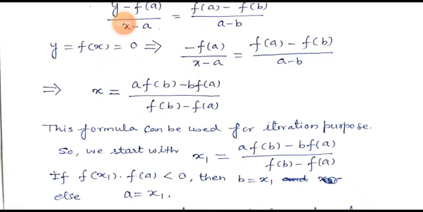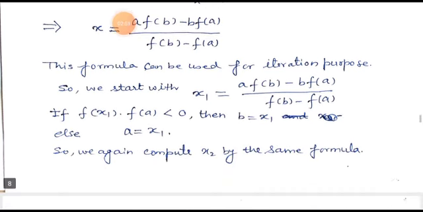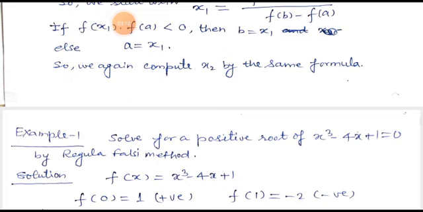So we start with the value x1 is equal to (a f(b) minus b f(a)) upon (f(b) minus f(a)). If f(x1) into f(a) is less than 0, then b is equal to x1, else a is equal to x1. So we again compute x2 by the same formula. This is an iterative process. After finding x1, we have to find x2 by the same formula, and by these iterations we get the required solution.